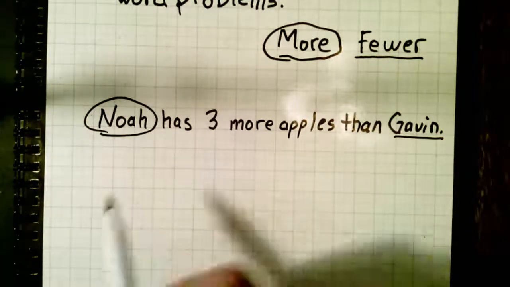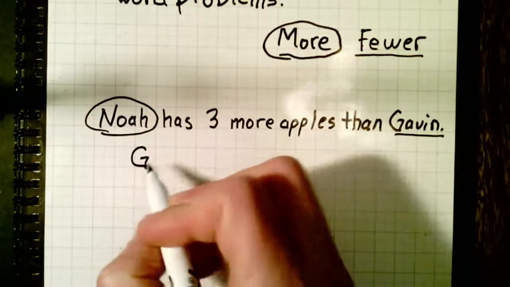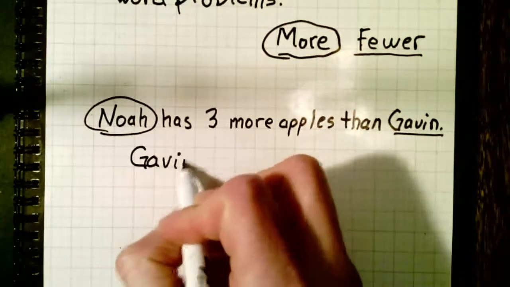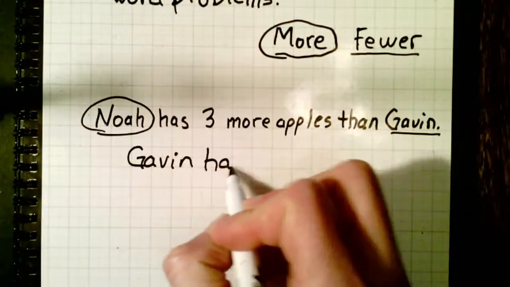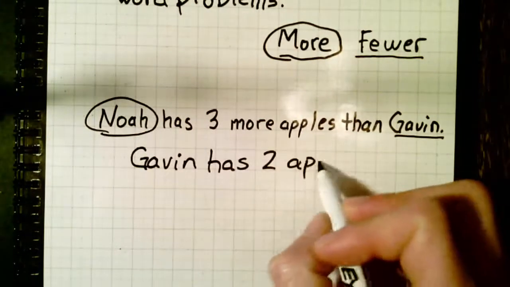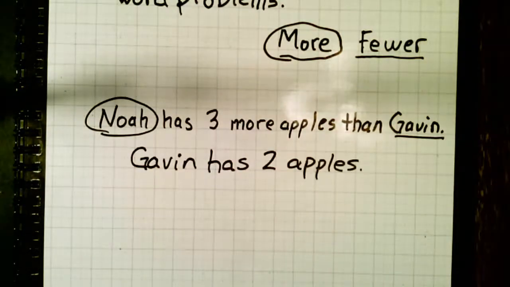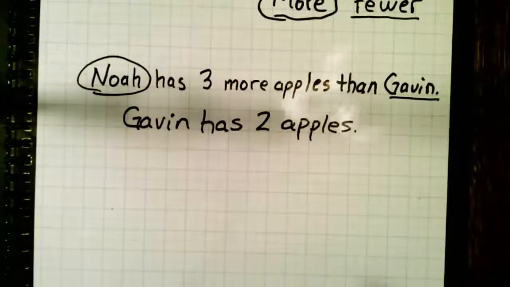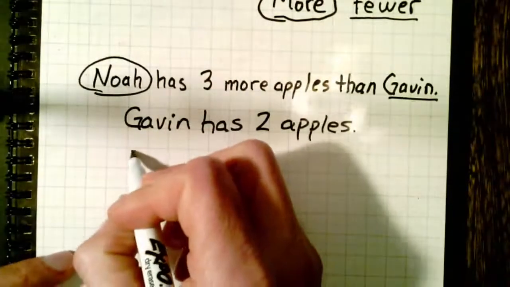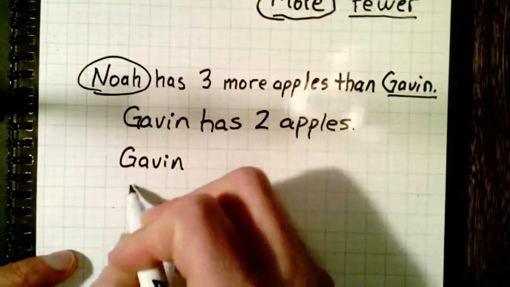Now I'm going to finish this word problem. I'm going to tell you Gavin has 2 apples. So now we know how many apples Gavin has, but I'm not really sure how many Noah has, but let's just draw a picture here. So we're going to do Gavin, and we'll do Noah.